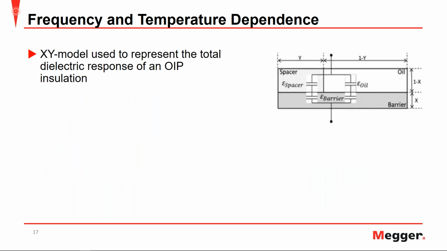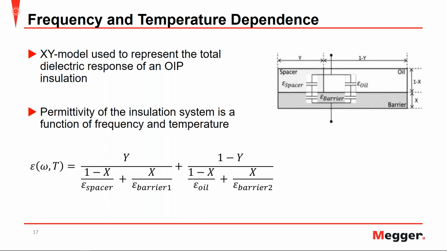The model is known as the XY model and is used to represent the total dielectric response of an oil-impregnated paper insulation system. I won't get into great detail, but the XY model is shown to the right and is comprised of 4 capacitors in parallel and in series. And the real takeaway from this is that you can derive this equation using the model, which shows that the permittivity of the insulation system is a function of frequency and temperature. And this will come into play a little later in the presentation.